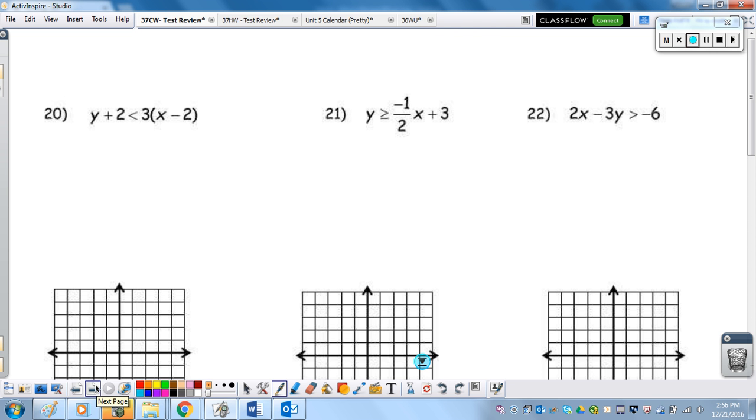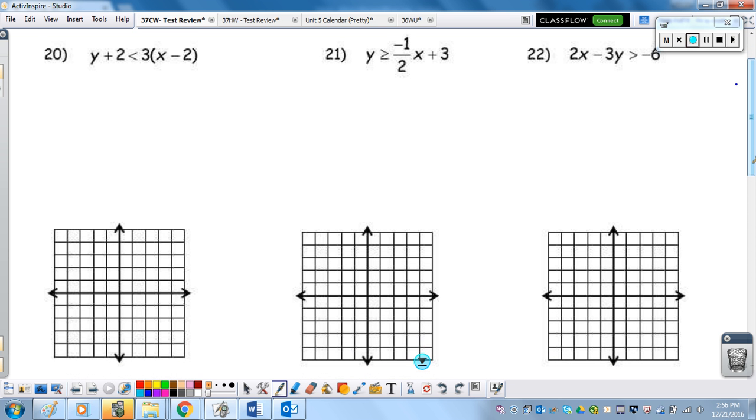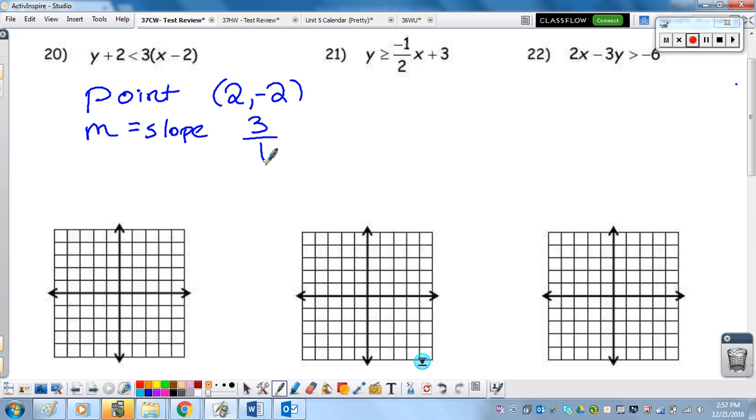Alright, number 20. So now what we're going to do is graph that. We have 2 letters. Now, if you notice, that is in point slope form. So I'm going to write down point, and then I'm going to write down my slope, which is your m. Now, the corner point that I'm going to use is (2, -2), and my slope is 3, and we know it's rise over run, so it's 3 over 1.